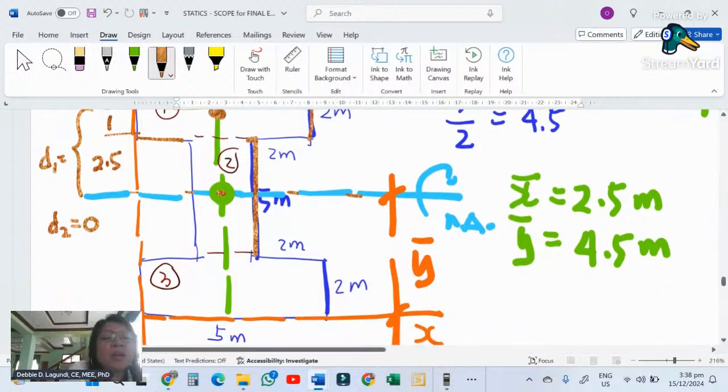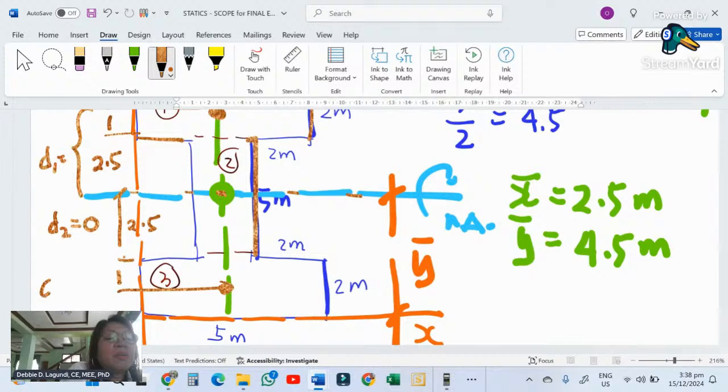And for area 3, this is the CG of area 3. So how far is your CG to this distance? It's 1, correct? 1 meter. And then to the CG of the whole shape, this is 2.5. So it's 3.5. D3 is 3.5.